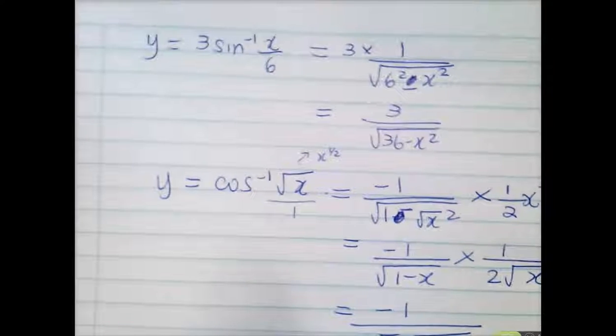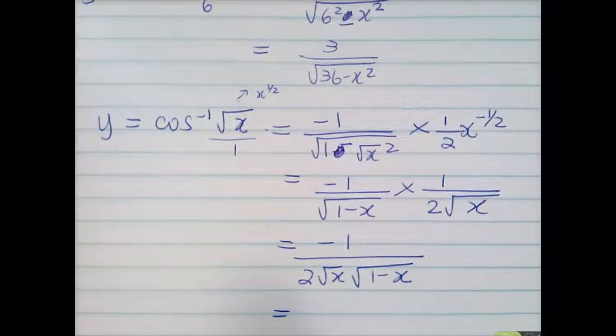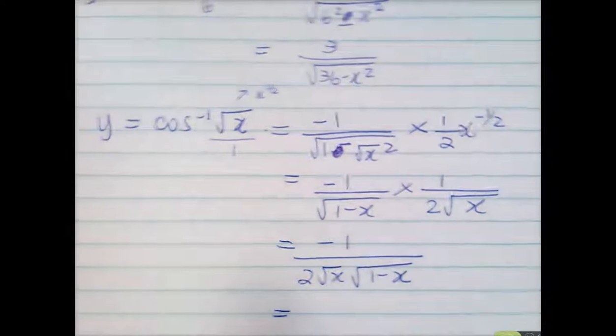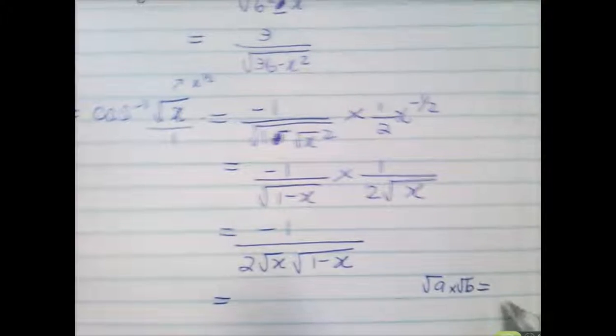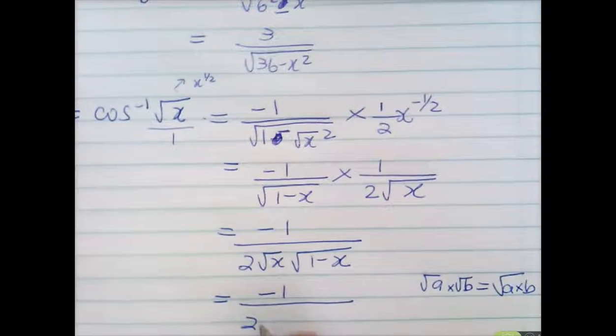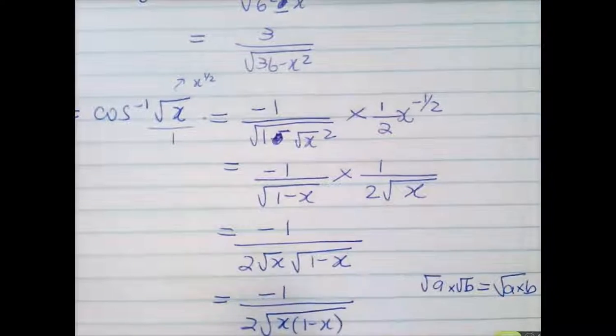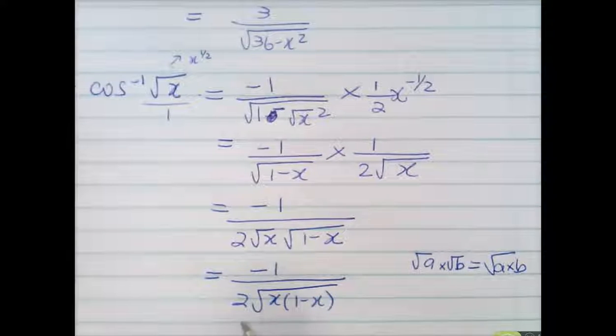And then the root x goes inside. Minus x. The square root of a times the square root of b is the square root of a times b. So I can write it as negative 1 over 2 times the square root of x bracket 1 minus x. Do you see what I've done? I can write that under one square root sign. There's only one square root sign, not a square root within a square root. All right?